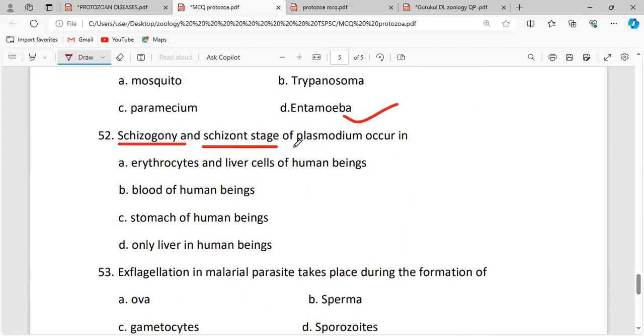Cysogony and the cysont stage of Plasmodium occurs in... the answer for this 52nd question. In today's class, I have explained this. That is why I keep on stressing that you read the end product of each organism. Cysogony and cysont of Plasmodium occurs in.